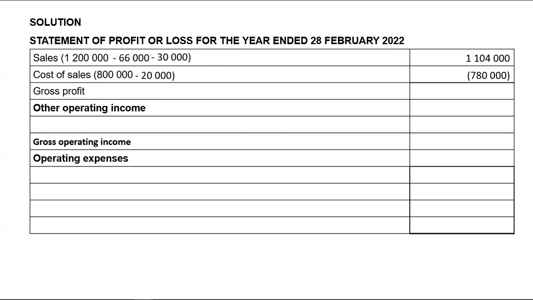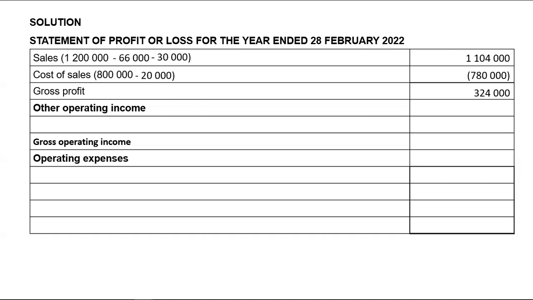That's it. Now, the reason why we show cost of sales in brackets, we are simply going to subtract that amount from the sales figure. So we are going to take that 1,104,000 minus 780,000. And that will give you your gross profit. So your gross profit is simply sales minus cost of sales. Your gross profit amount here will be 324,000. Let me confirm. It's 1,104,000 minus 780,000. It'll give you 324,000.